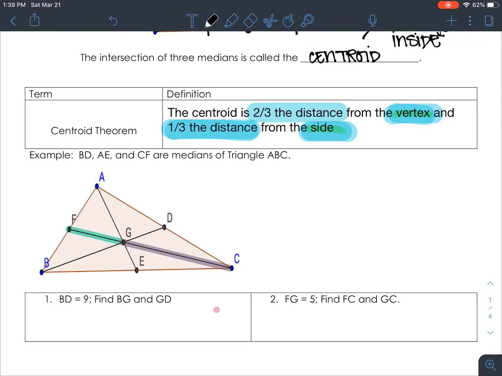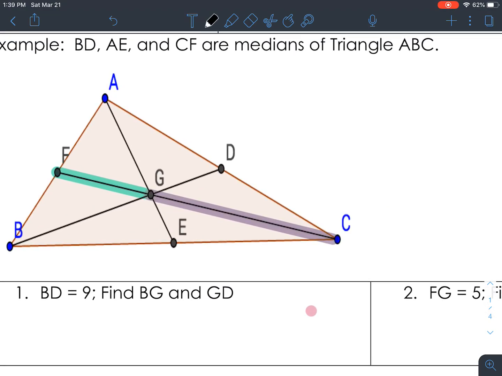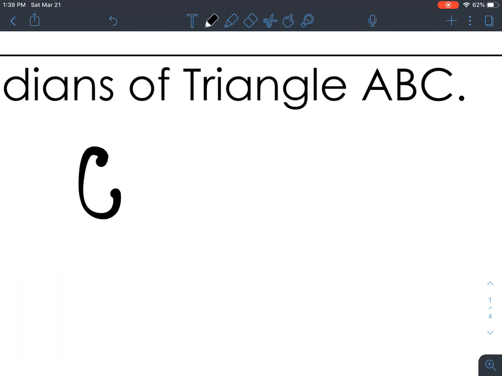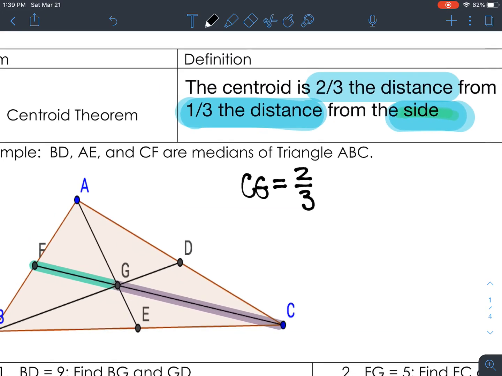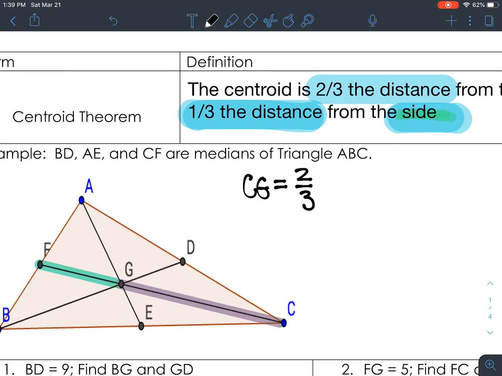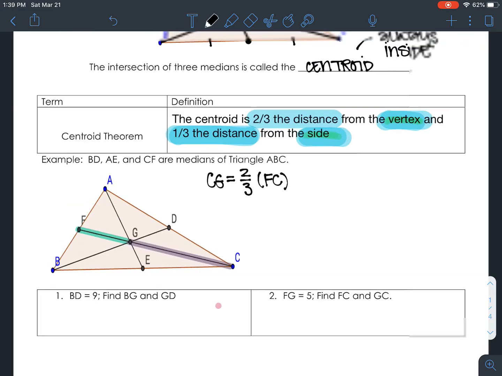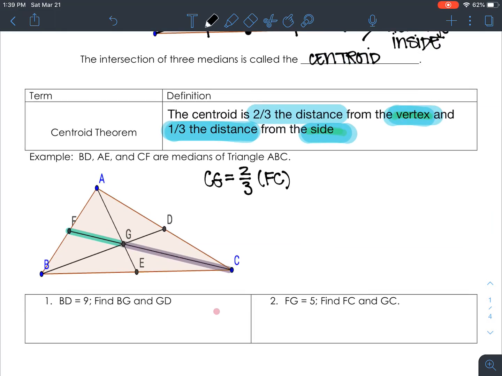I'm going to start with CG. Is CG the longer segment or the shorter segment? It's the longer segment, so I'm dealing with 2/3. The length of CG is equal to 2/3, and the fraction always has to go with the full segment, the full median. So it's 2/3 the distance of FC.